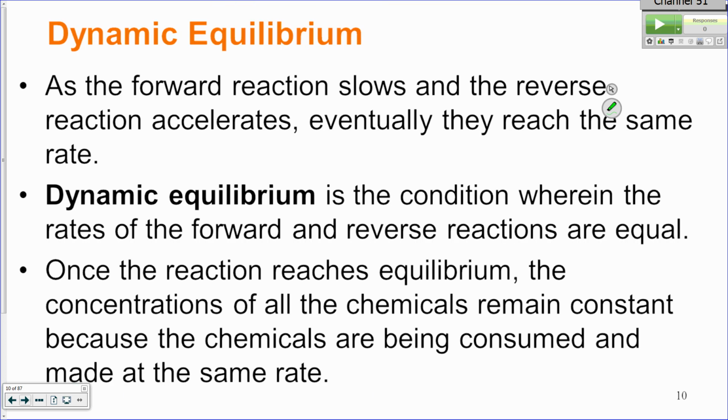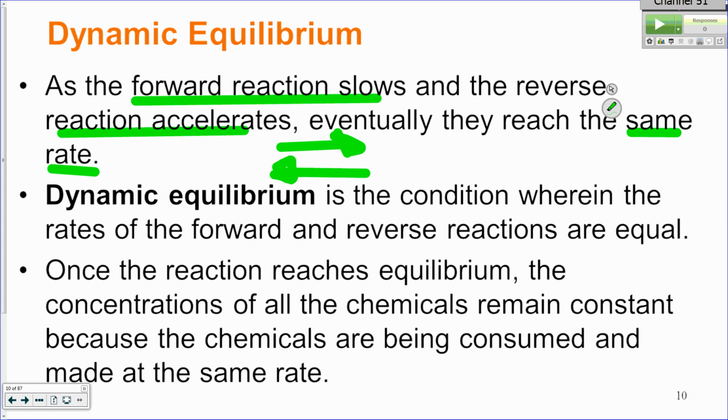So when we look at this equilibrium that's going to occur, as the forward reaction starts to slow down and the reverse reaction starts to accelerate, eventually at some point, and here's the key thing, the forward rate is going to equal the reverse rate. The rate going forward and the rate going backwards, and we said rate was in molarity per second, if those rates are equal to one another, there's no net change. And that's what's happening in chemical equilibrium.